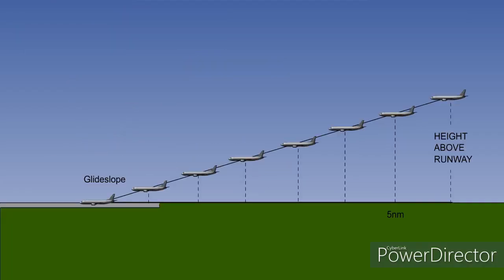Radar-controlled approaches can be either a surveillance or a precision approach. We'll look first at surveillance radar approach, SRA.